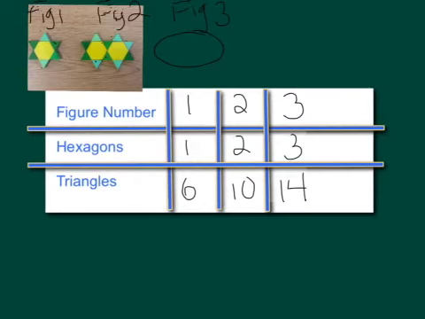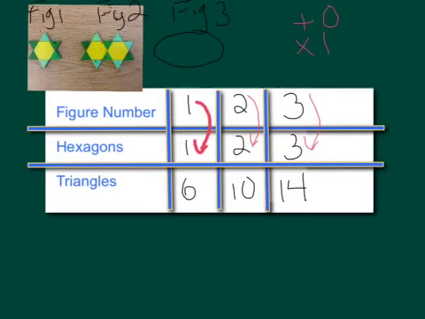And there are 2 different pattern rules we can find here. First, if we know what the figure number is, how many hexagons would there be? And remember, we figured out that that could be either plus 0 or times 1. It would give us the same answer. So let's apply it here and see if it works. 2 plus 0 equals 2. 2 times 1 equals 2. We apply it here and it works just fine.